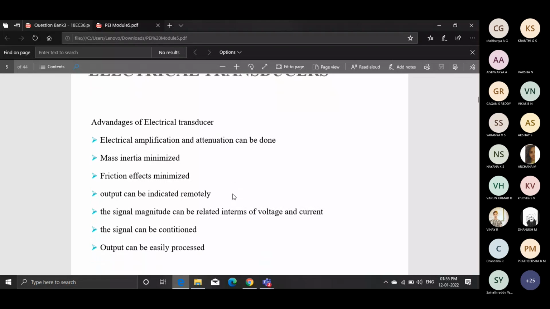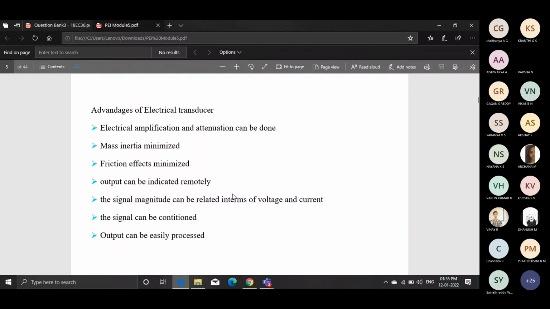Advantages. What are the main advantages of the electrical transducers? Electrical amplification and attenuation can be done. See here, whatever non-electrical signal we have received will be converted into an electrical signal. Now, once it has been converted into an electrical signal, what can we do? We can amplify it or attenuate it. That is one of the biggest advantages of electrical transducers. As per the requirement, we can change it. If it is very low, we can amplify it, or if it is very high, we can attenuate it. Both can be done. Mass inertia minimized.